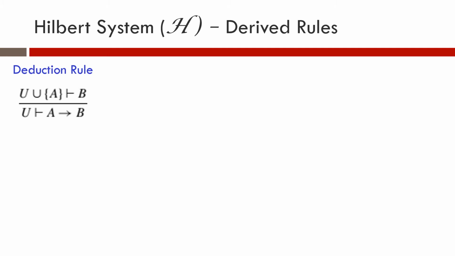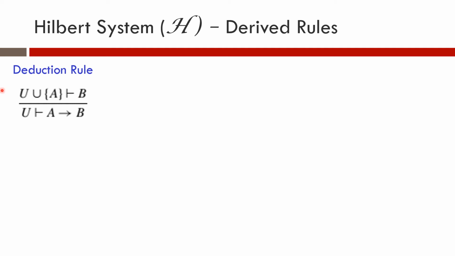In addition to the rule of inference in the Hilbert system, there are several other derived rules. The most important derived rule in the Hilbert system is the deduction rule. What the deduction rule says is, U is a set of formulas which are assumptions in the proof of B. So this U union a formula A, that is the formulas in U along with the formula A, is the set of assumptions in proving a formula B.